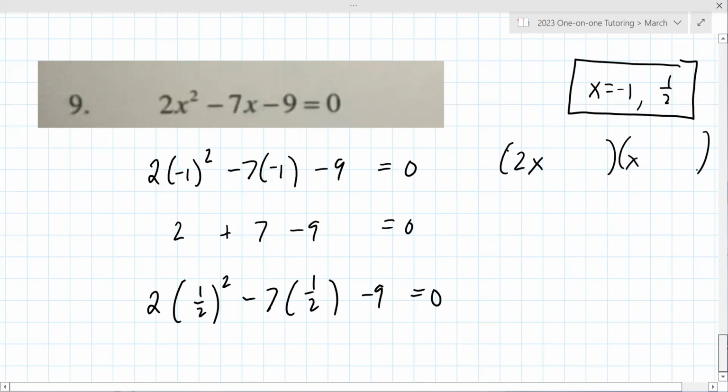I got 2x minus 1 and x plus 1. There's no 9 anywhere. Oh, it should be a minus 9. I see it now. And x plus 1.